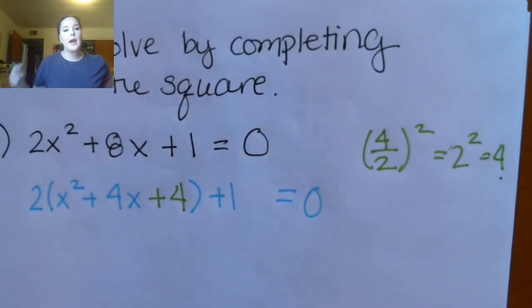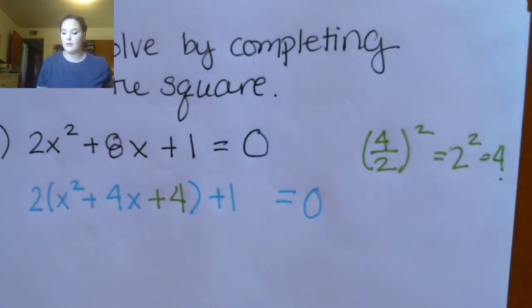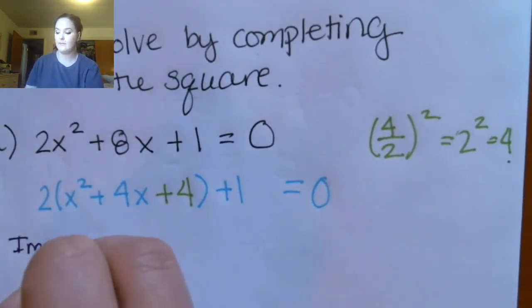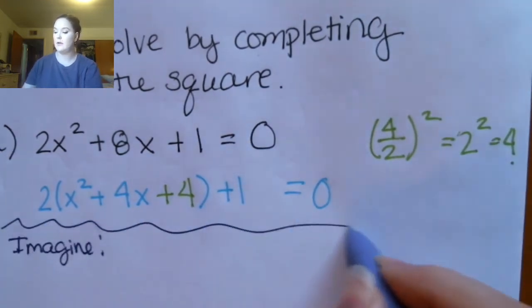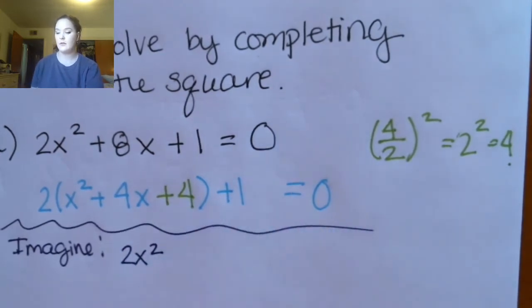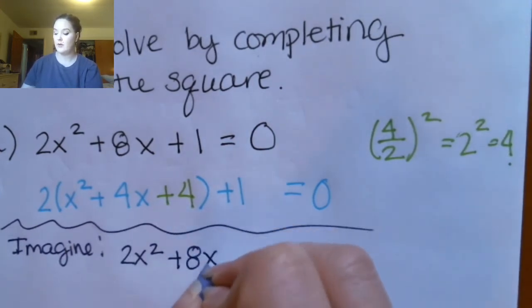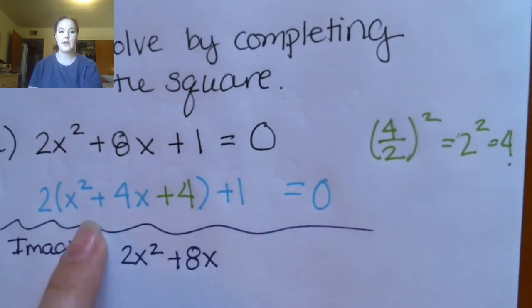Now we have to imagine what's going to happen if we were to multiply this back out. So right now, we're just going to take a little break and imagine what would happen. So we would have 2 times x squared, then we would have 2 times 4x, and that's great because that lines up with our original problem. Now what would happen here?